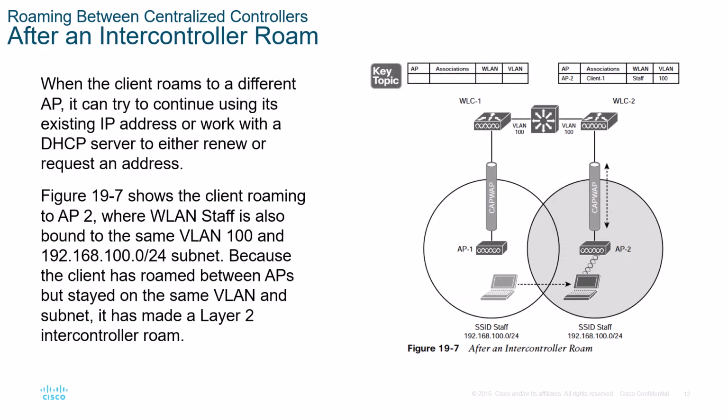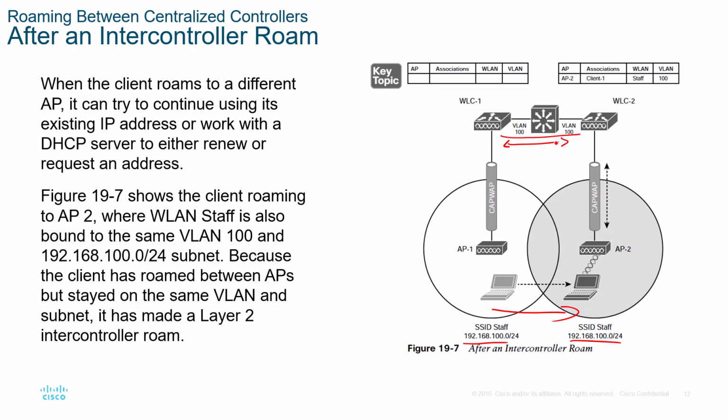Here's a great example. So when the client roams to a different AP, it can try to continue using its existing address or work with whatever services are out there. So here we are roaming. Let me grab my pen. We are roaming from one network to another. Again, we're assuming these are all one large network, and the SSIDs are the same, and the subnets are the same, and the networks are the same. Are these two syncing information?